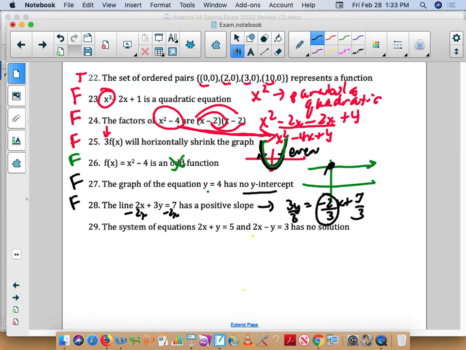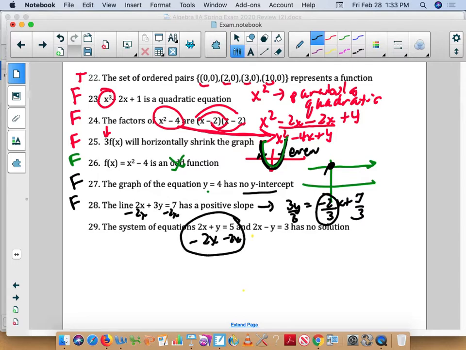False. The system of equations has no solution. Well, what's the only way a system of equations is going to have no solution? If they're what? Parallel. How are you going to know if they're parallel? You need to know their slopes. So we need to know our slopes by rearranging it, right?